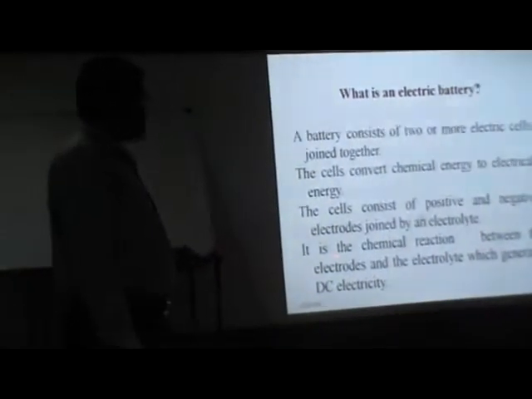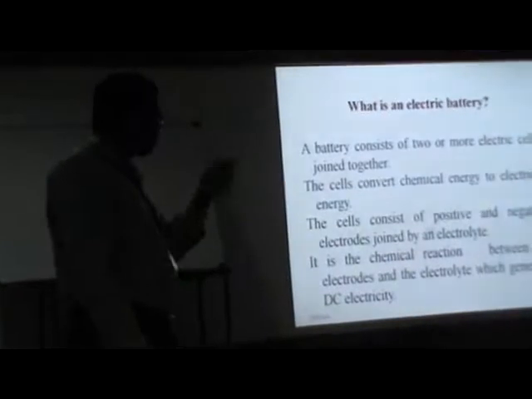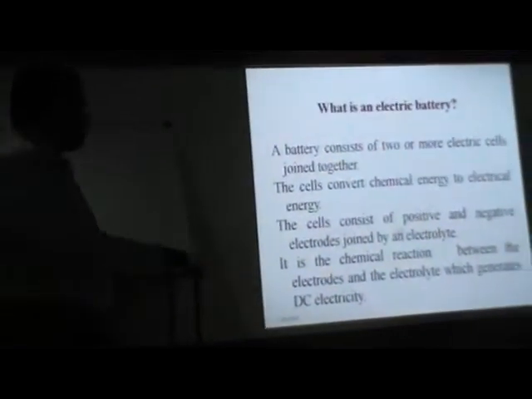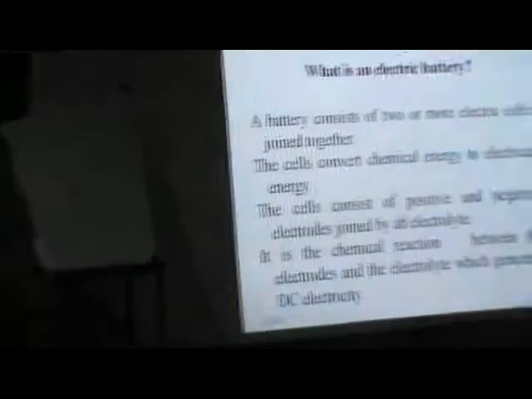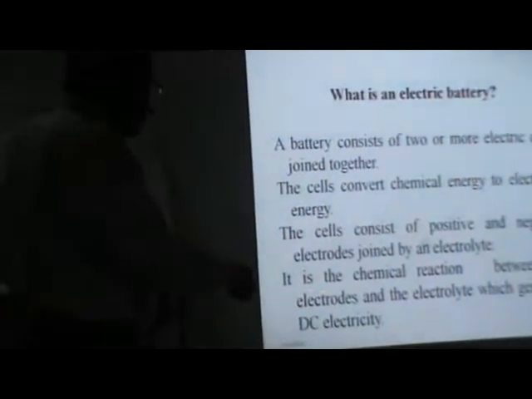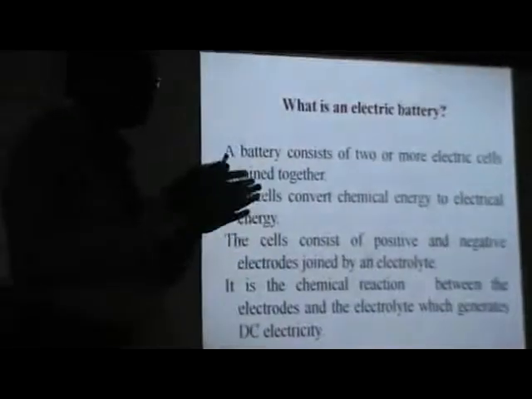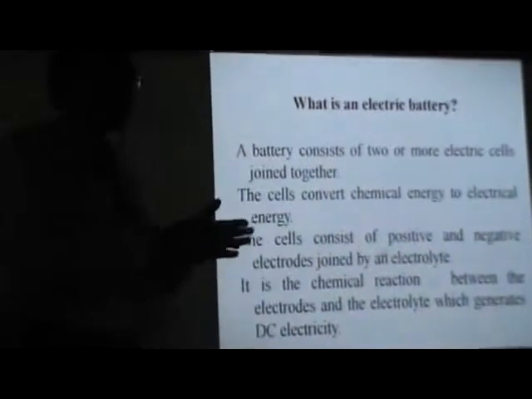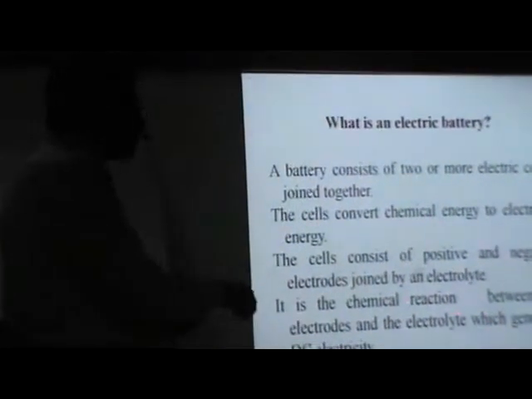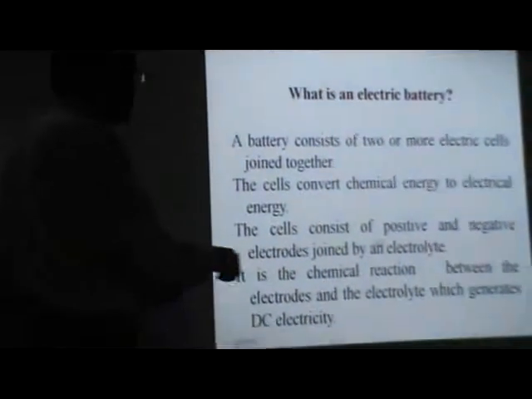Next, the cells consist of positive and negative electrodes. You have to find out the positive and negative. One plate is positive, another one is negative. According to that, you decide how many plates are inserted for the particular cell. Only then are you going to design the output for your battery. The cells consist of positive and negative electrodes.